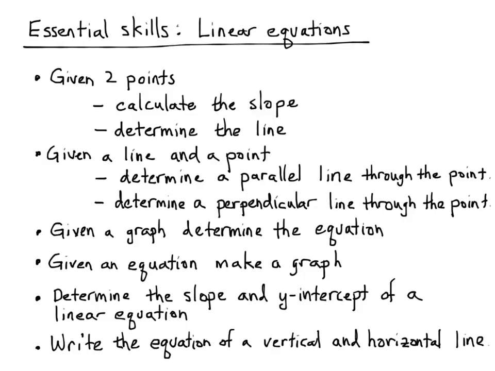And then also, you need to be able to write the equation of a vertical and horizontal line. Now think about what those things are, and I think we plotted this on Wednesday. A horizontal line has a 0 slope, so it's just y equals some value. The vertical line, the slope is undefined, and so it's just going to be x equals a value.